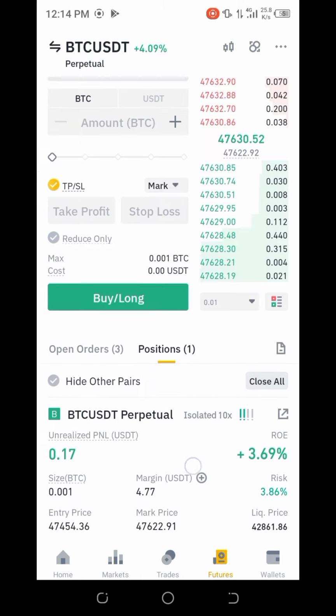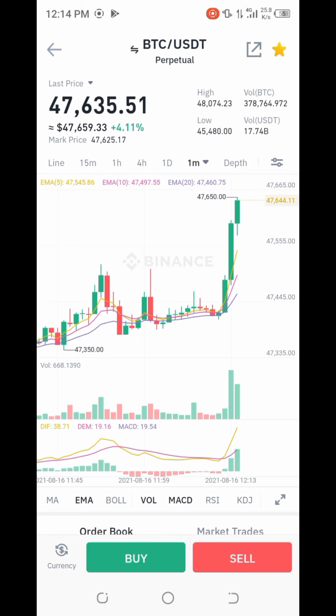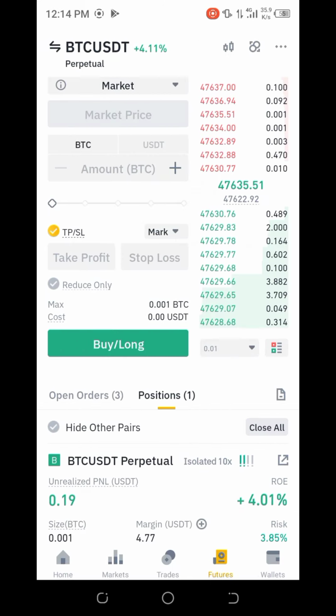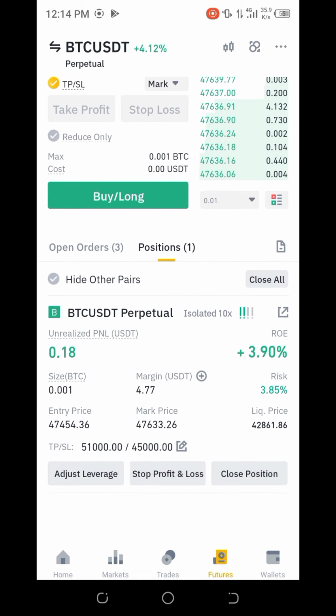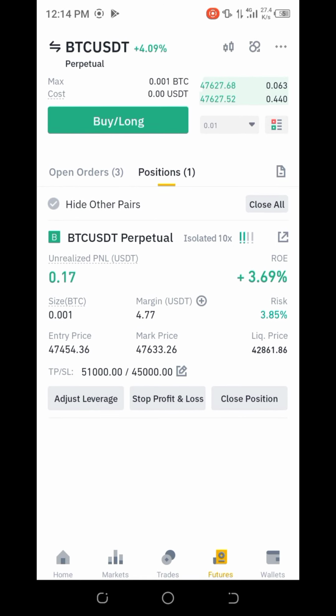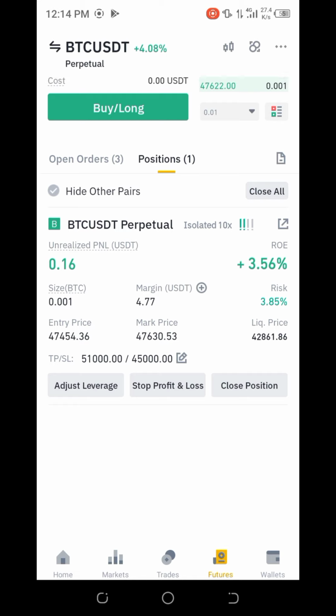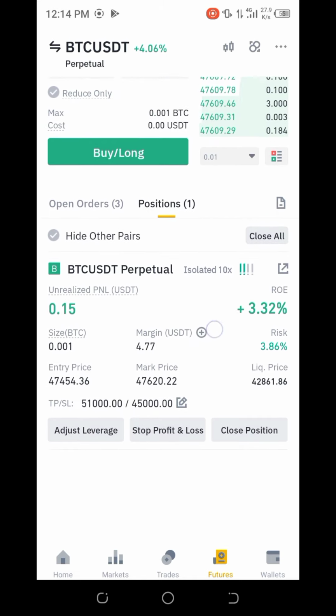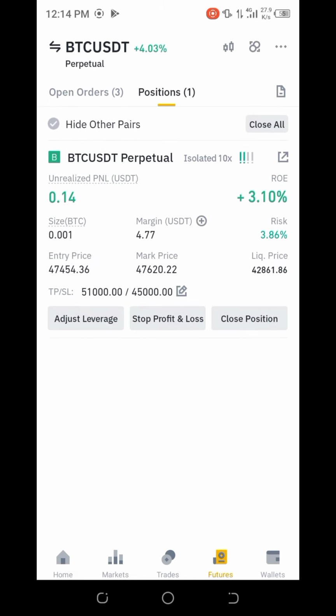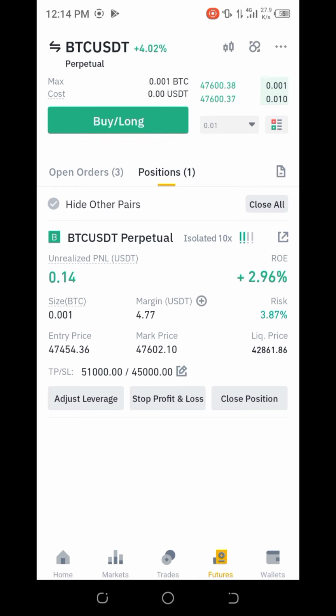Why am I making profit? Because BTC is going up. So look at it here. Whenever you enter a correct market, assuming that I used $100 to enter it, I would be in a very big profit by now. So this is how the market works. And then as it's going up like this, I can just decide to close the position immediately.